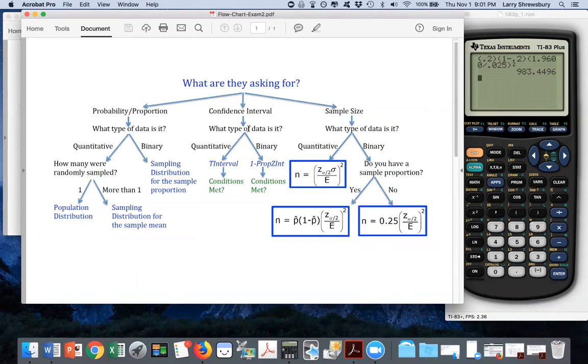What type of data is it? Well, we're measuring how much these boys weigh. So it's quantitative. So now you know it's going to be a t-interval.